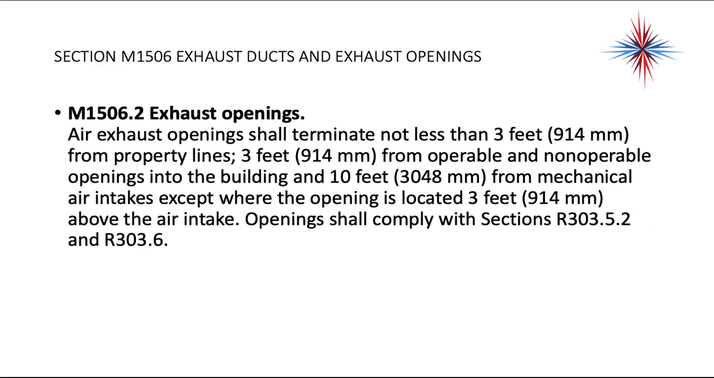Exhaust openings for kitchen hoods. The air exhaust opening shall terminate not less than 3 feet from property lines, 3 feet from operable and non-operable openings into the building, and 10 feet from mechanical air intakes except where the opening is located 3 feet above the air intake. Openings shall comply with sections R303.5.2 and R303.6.